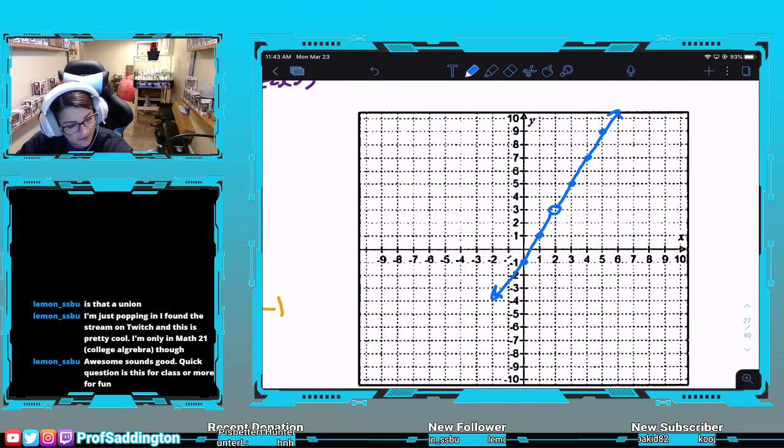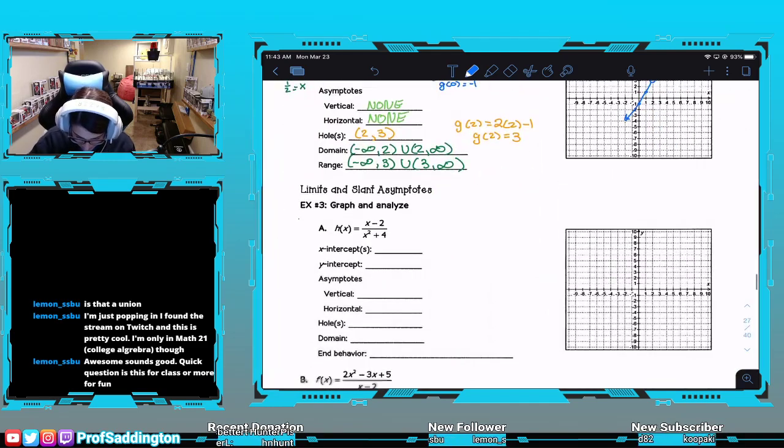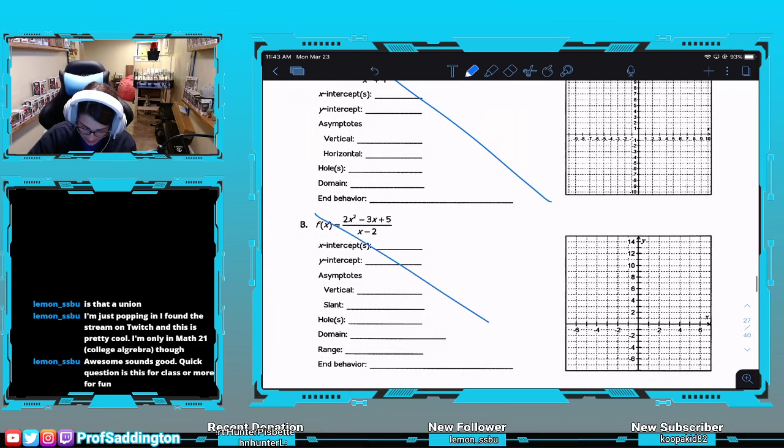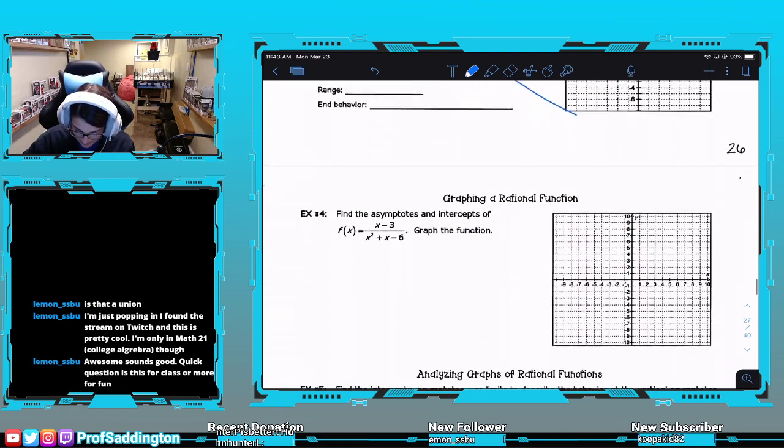All right. If you're in my class, you're going to flip the page. I'm not doing those next 2 examples, so you can cross them off. So cross that off, cross that off.